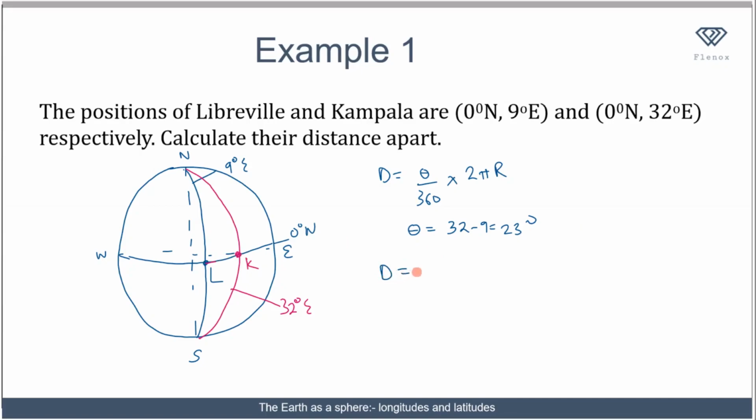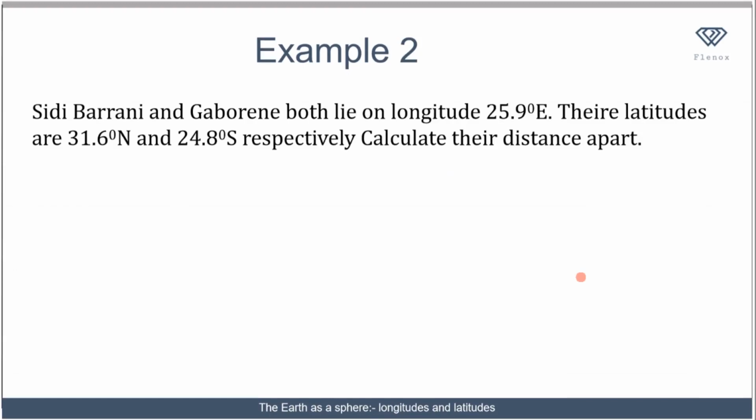So my distance is just going to be 23 over 360 times 2 times, I'll use pi as 22 over 7, and the radius of the earth is 6,400 kilometers. And the distance is going to be, if you punch your calculator, 2,570.15 kilometers. So the distance between Libreville and Kampala is 2,570 kilometers. Now let's look at one more example along the great circle.